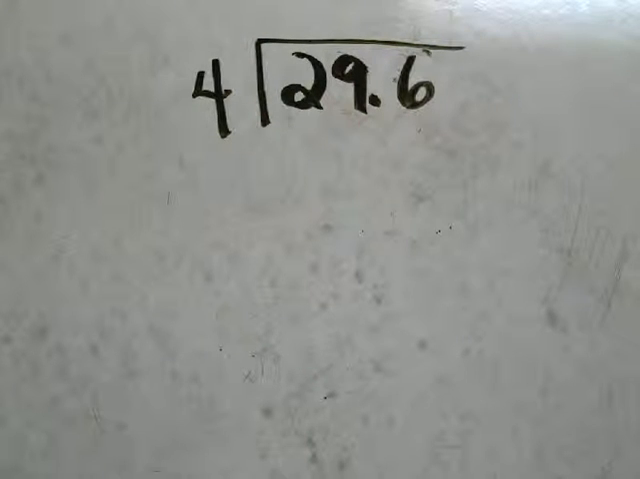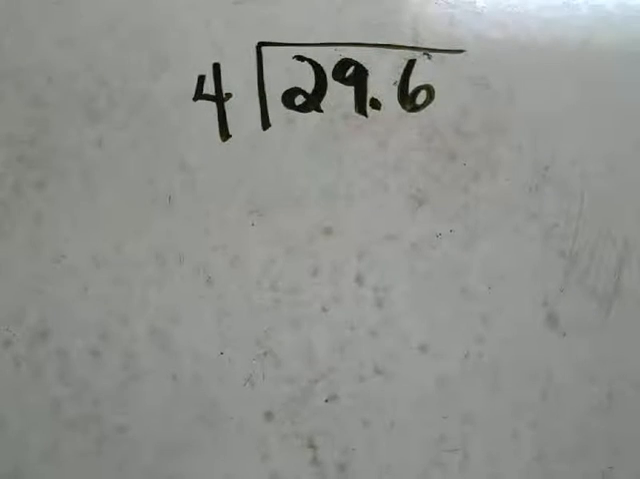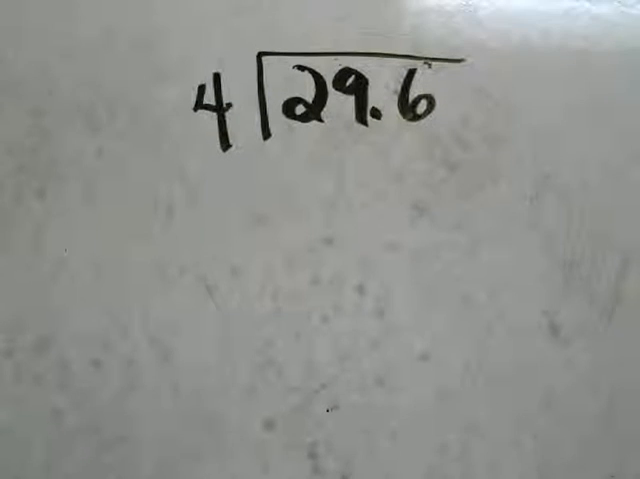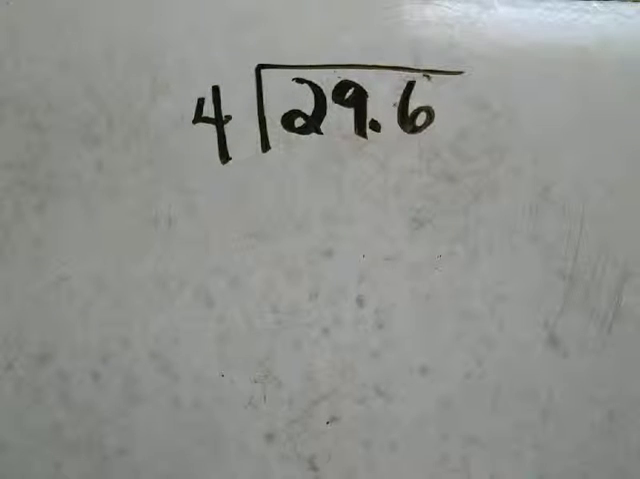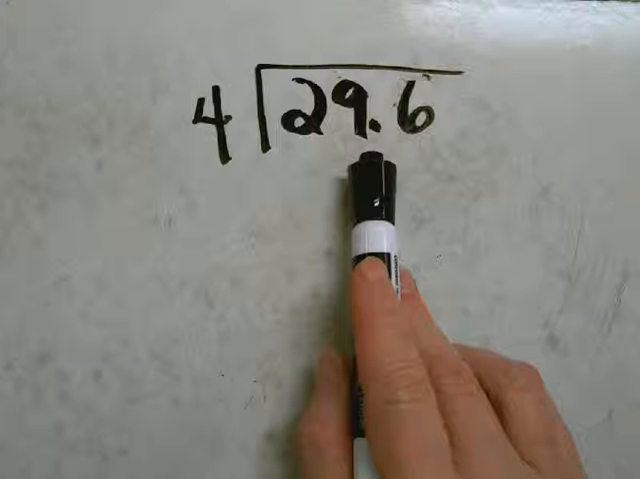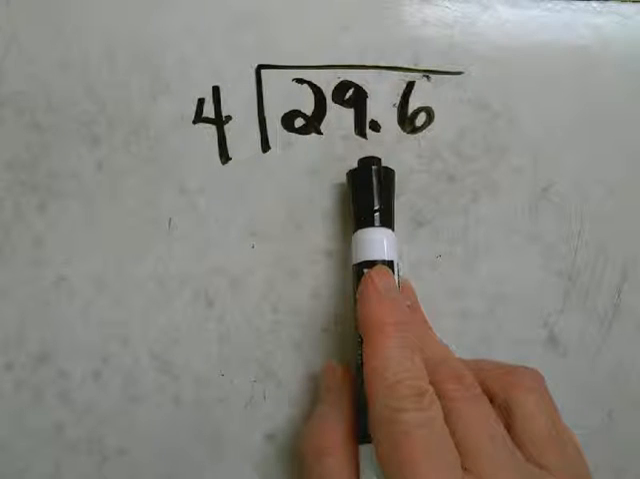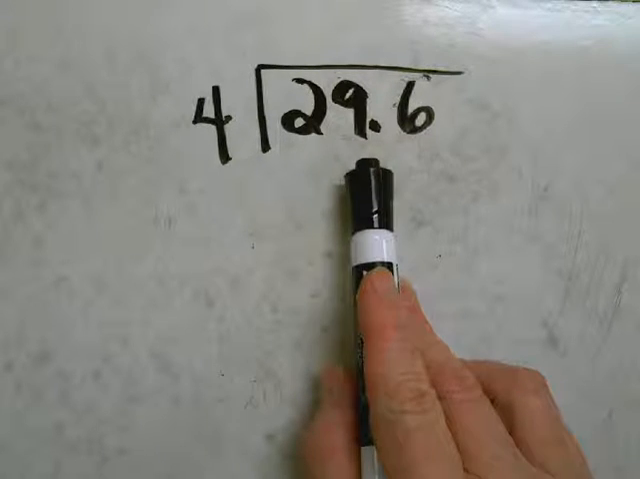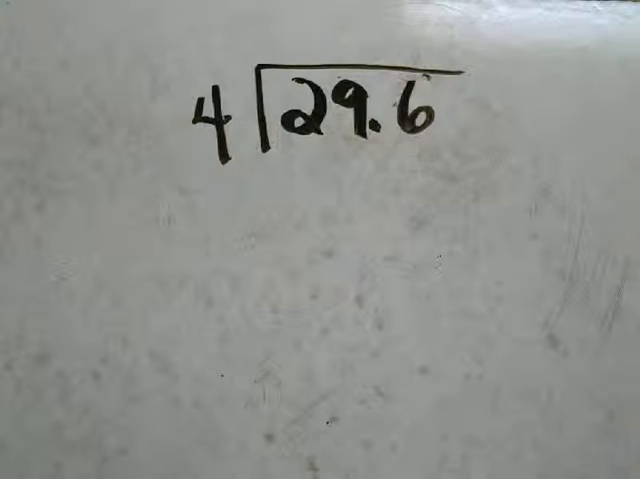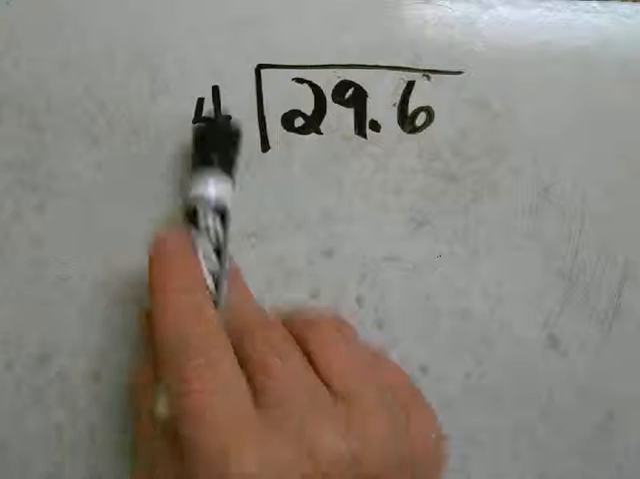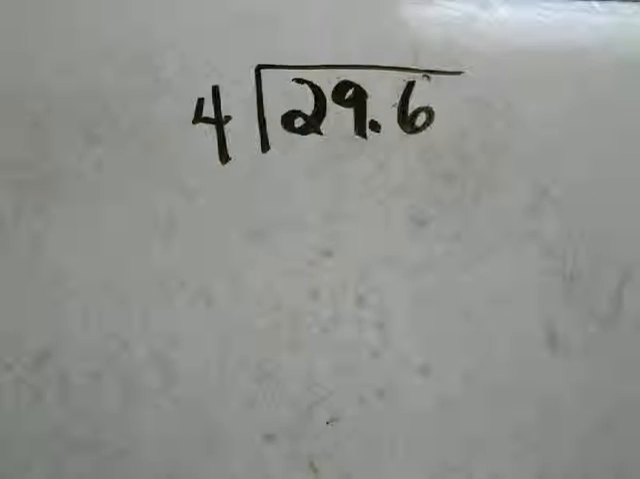Today we're going to talk about dividing decimals. Let's say we have a problem that looks like this: 29.6 divided by 4. So our decimal is in the dividend, which is inside of here. That's what we're dividing into. And we're dividing by a whole number of 4. If there's no decimal point here, we basically just divide like normal.